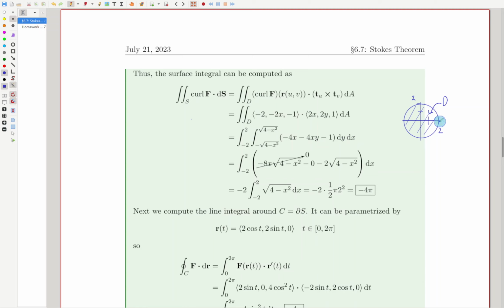So you let x run from minus 2 to 2. You let y go from the function describing the upper half of the circle to the lower half of the circle. Or I guess I should reverse that. Lower half to upper half of the circle. Yeah, the dot product is fine. So now computing this inner integral, it's not too bad. You'll end up with this.